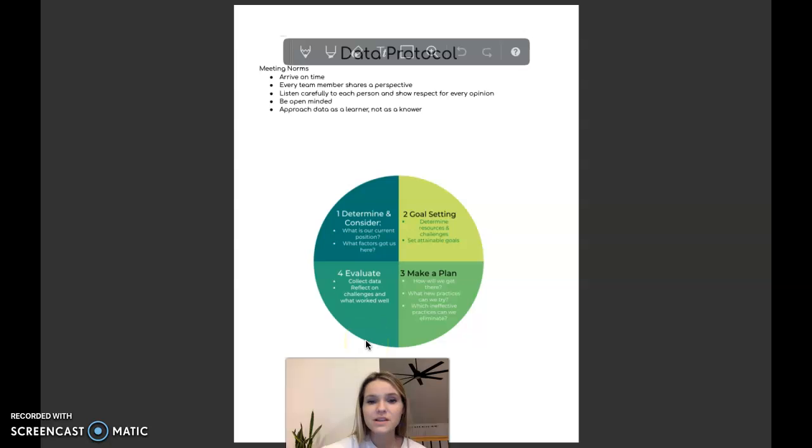The last step is evaluating all of that. So how did it go? What was challenging and what worked well? And then you can look at that data again and you're back to step 1.